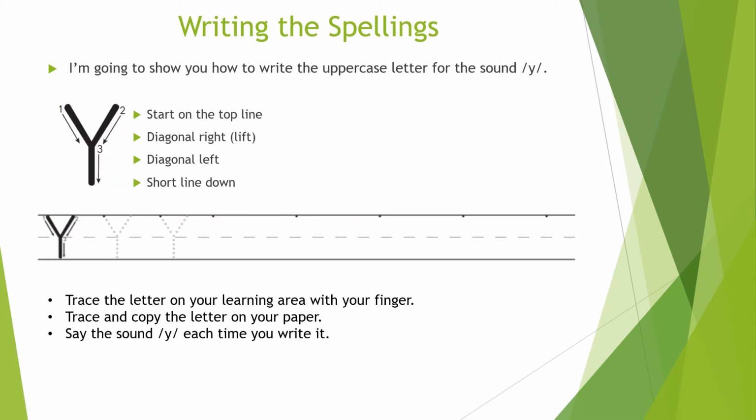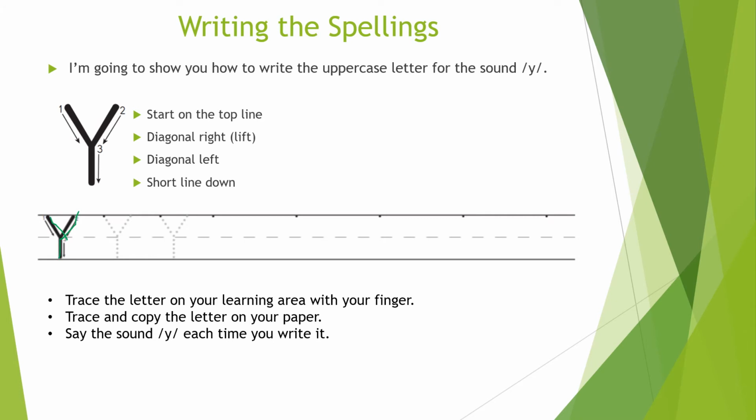Now I'm going to show you how to write the uppercase letter Y for the Y sound. For the uppercase letter Y, you're going to start at the top line. You will go diagonally down right, then lift your pencil, go diagonally down left, and then a short straight line down to the bottom line. Watch me trace the letter Y. Starting at the top line, down to the left, starting at the next top line, down to the right, and then straight down to the bottom.